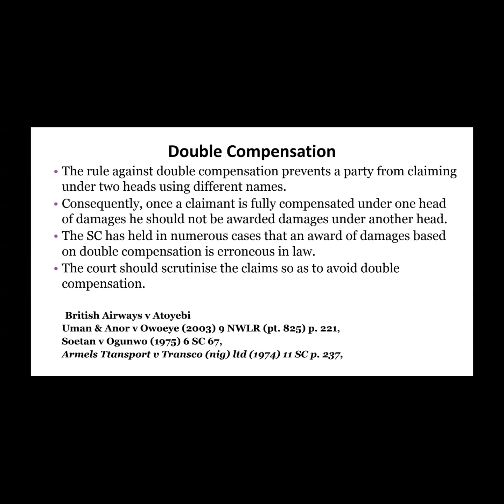So the rule of double compensation simply tries to prevent a party from claiming under two different heads, right? So you want to claim damages under general damages and also under special damages. Consequently, once a claimant is fully compensated on one head, the court says that the claimant should not go and seek compensation on the second head. So these are the cases where the Supreme Court has held that the award of damages based on double compensation is erroneous in law. It requires courts to scrutinize the claim to avoid double compensation.